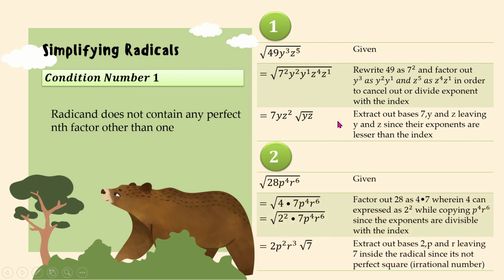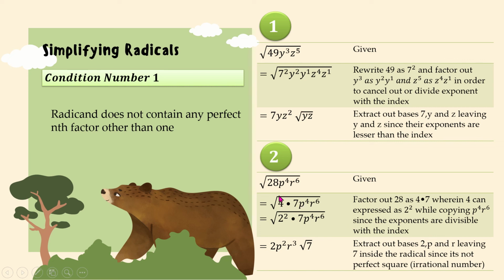Lesser. So, that would be our final answer. Second example. The square root, index is 2 gyapon no? Imaginary 2. The square root of 28 p exponent 4 r exponent 6. Okay, this one, what shall we do? Factor out 28 as 4 times 7, wherein 4 can be expressed as 2 square, while copying p exponent 4 r exponent 6, since the exponents are already divisible with the index.